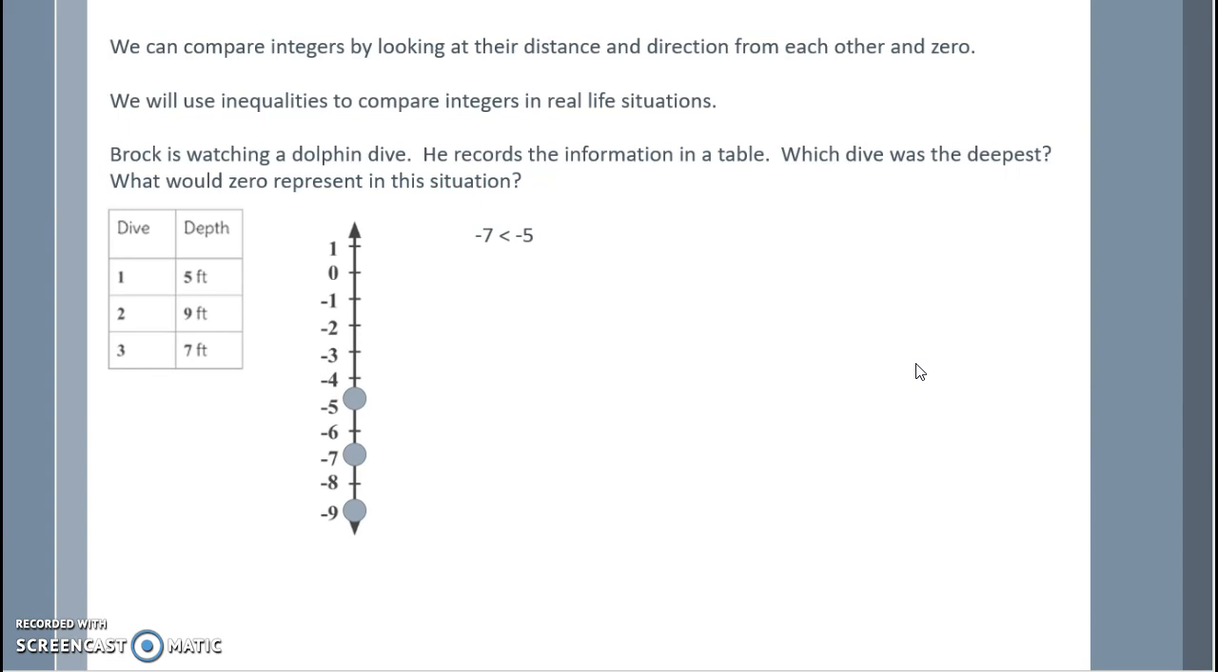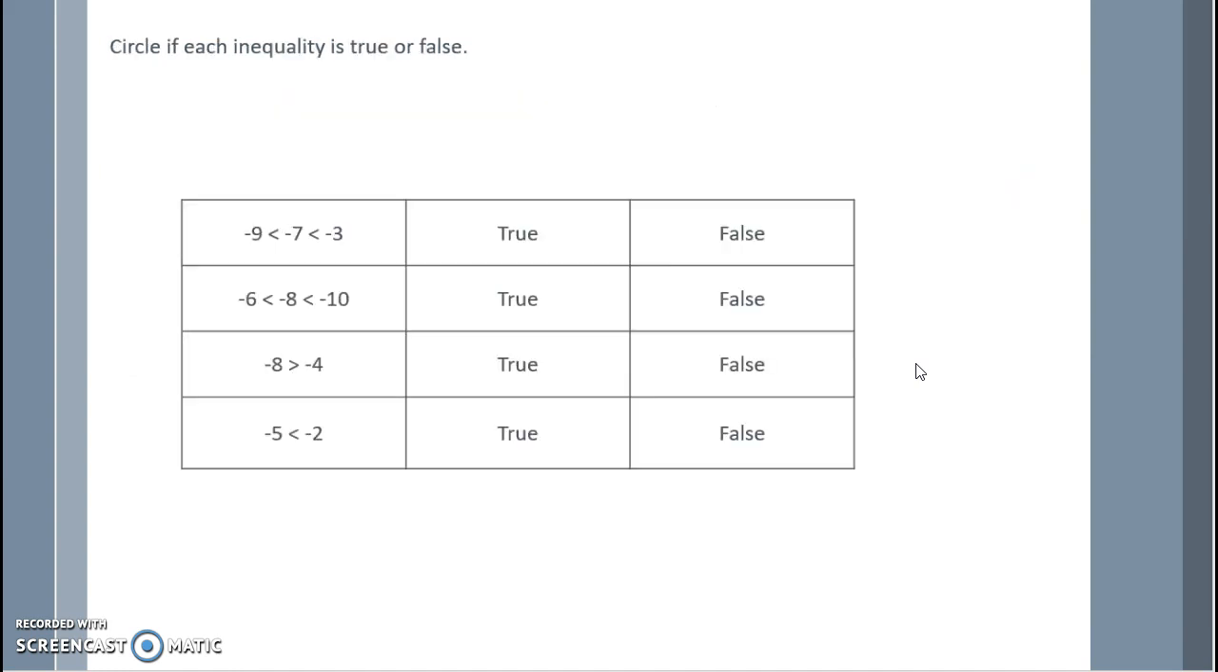-7 is smaller or less than -5. -9 is also less than -7. 0 represents the location where the dolphin enters the water, so 0 is the water level. Take a moment to pause the video and identify if each inequality is true or false. Then we'll come back and talk about it.